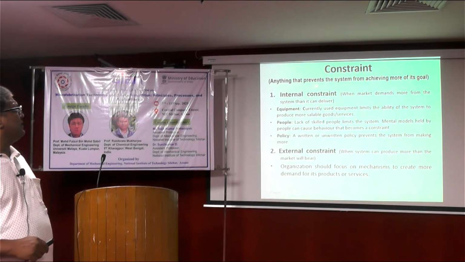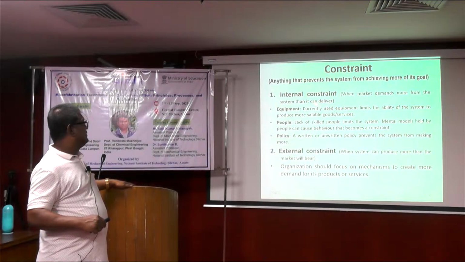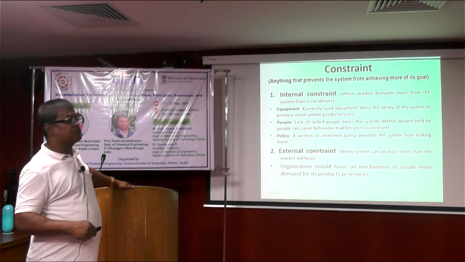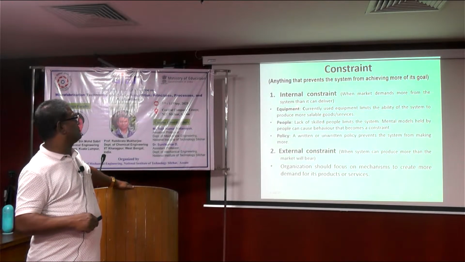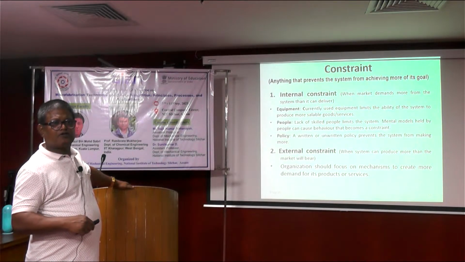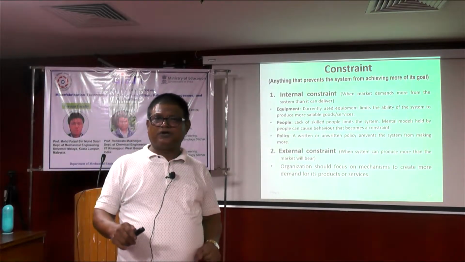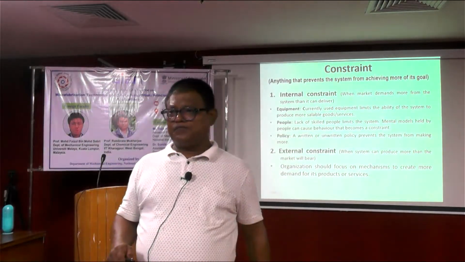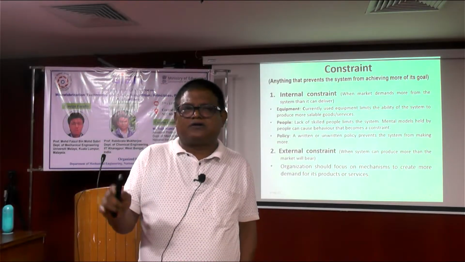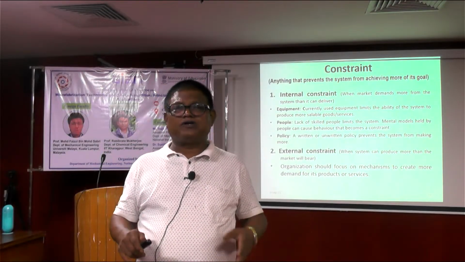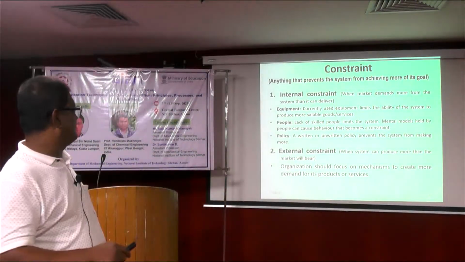Now, anything that prevents the system from achieving more of its goal is known as a constraint. There may be internal constraint, there may be external constraint. What are the internal constraints? When the market demands more from the system than it can deliver. Suppose I have a producing capacity of 800 units of some product. Now I get an order of say 1500. I cannot deny it, I cannot refuse the order to sustain in the market, otherwise I will lose my good name in the market. So I have to take the order.